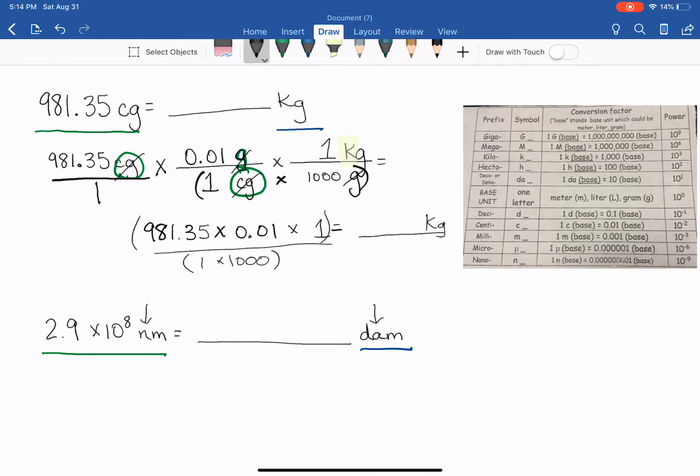So you have to watch how you type this in on the calculator because of the way it does order of operations. All right, so this should be 9.8135 times 10 to the negative 2, which is 0.098135 kilograms for your answer.